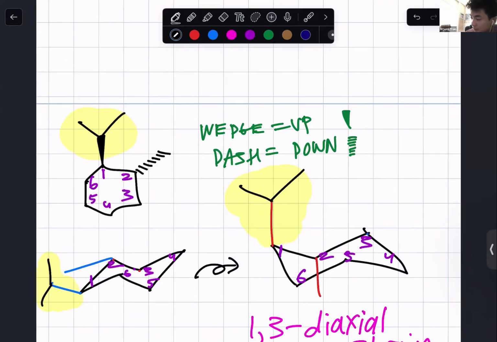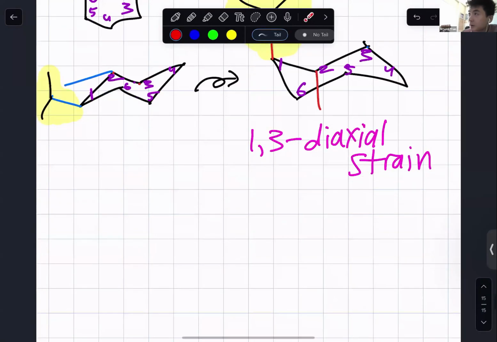So it's about axial, equatorial, more stable conformer, less stable conformer, 1,3-diaxial strain. There is something about decalins, right? Let me pull that up. Chapter 4. Yeah, decalins.